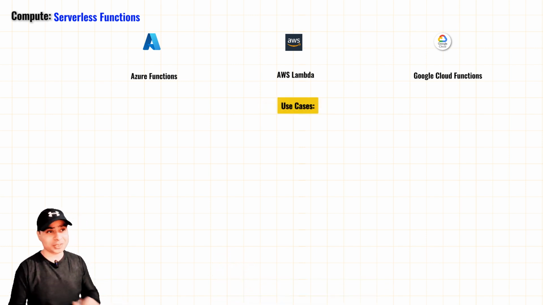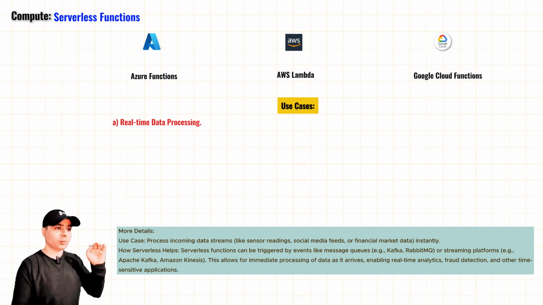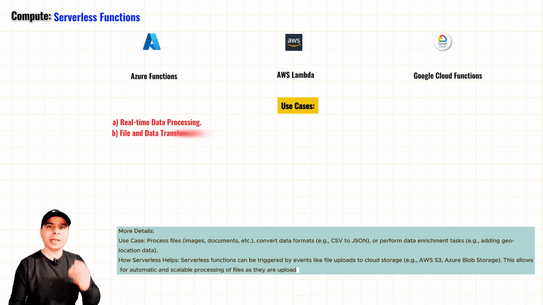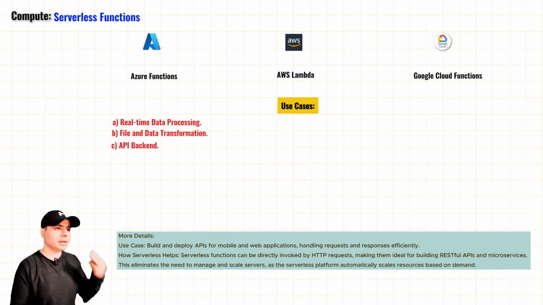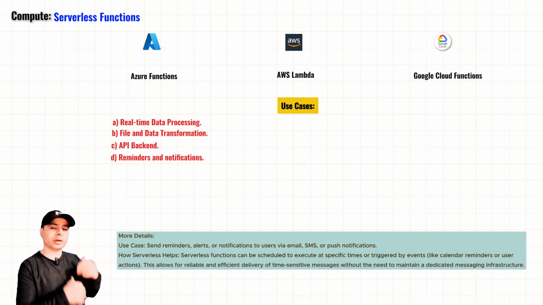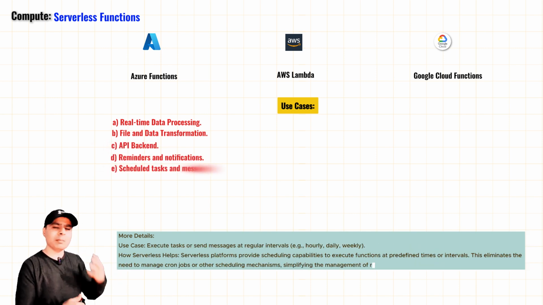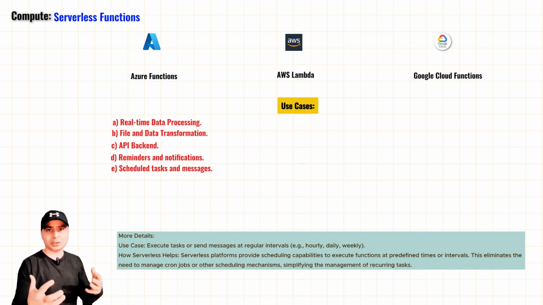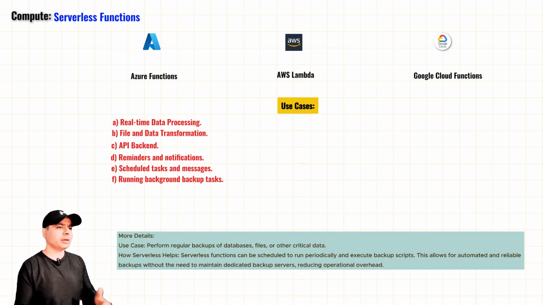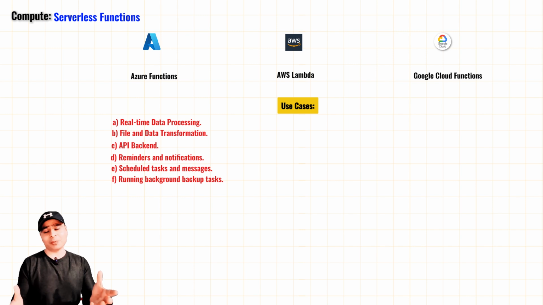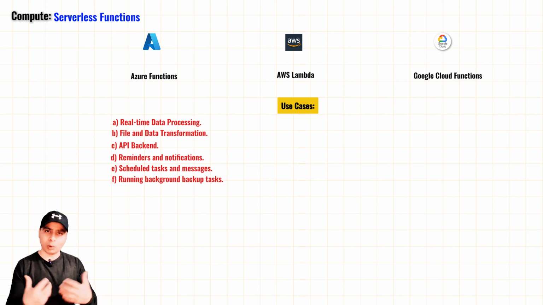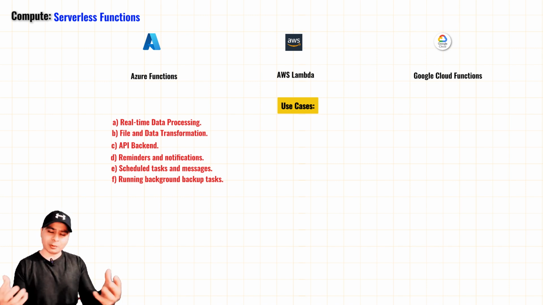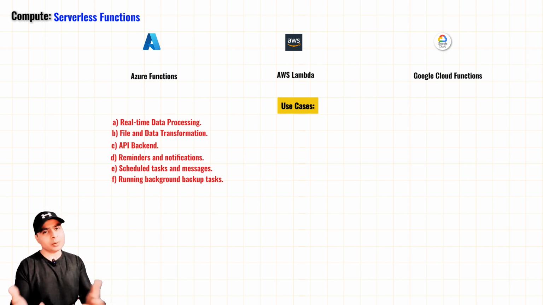And what are the use cases? The top one in my list is real-time data processing. And then at number 2, we have file and data transformation. Number 3 is API backend. Number 4 is for the reminders and the notifications. Number 5, we have scheduled tasks and messages. And then at number 6, we have running background backup tasks. And yes, my friends, once more, I'm telling you, many of these use cases are from my own applications that I'm working on. So I would really love to talk about these in case you need more information.